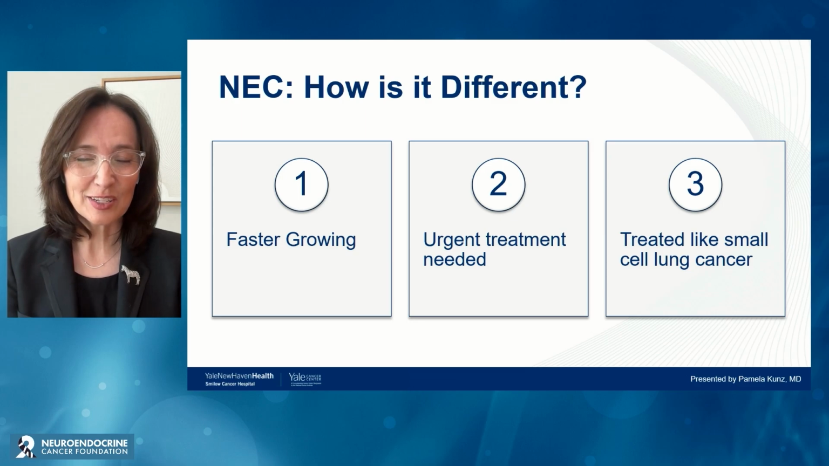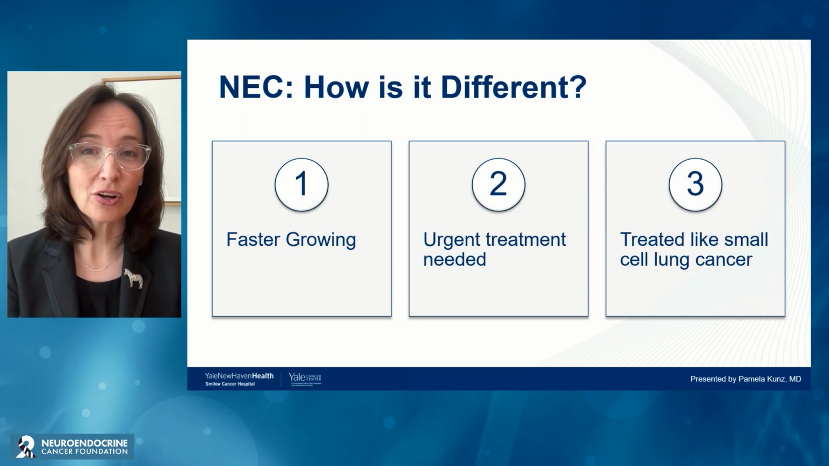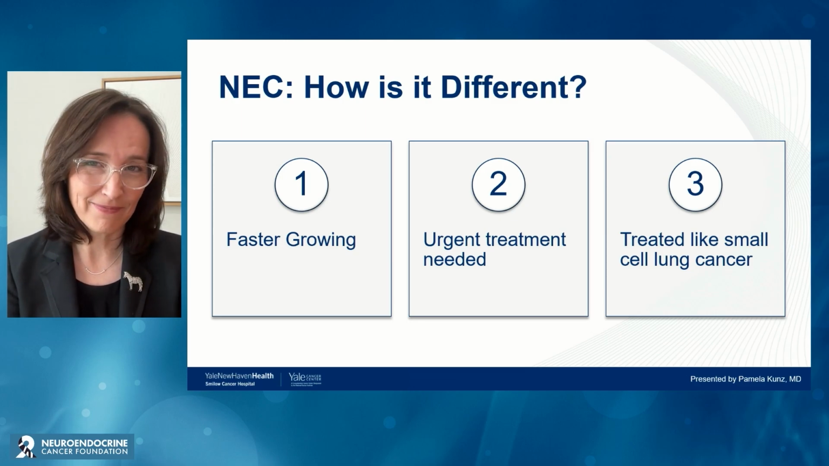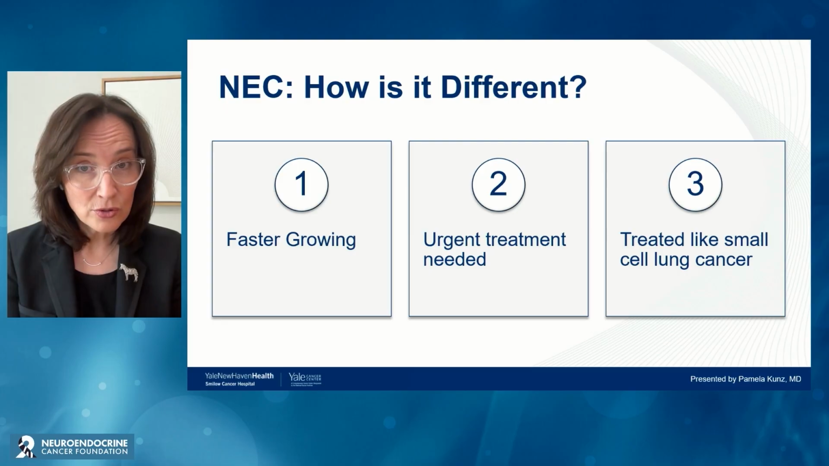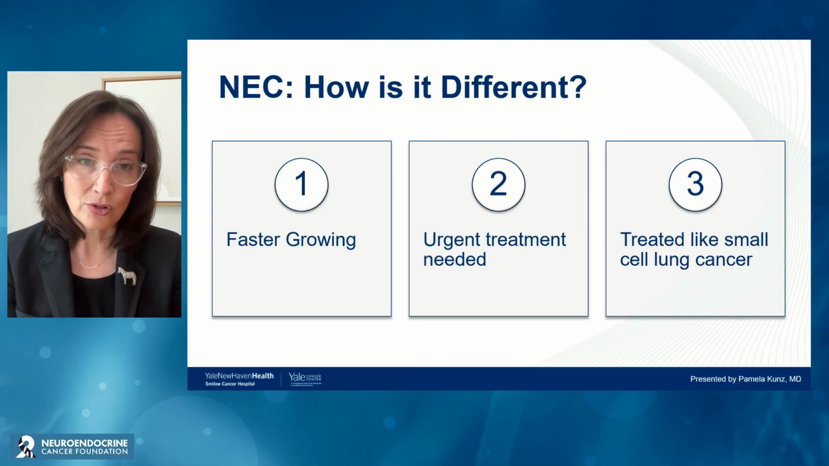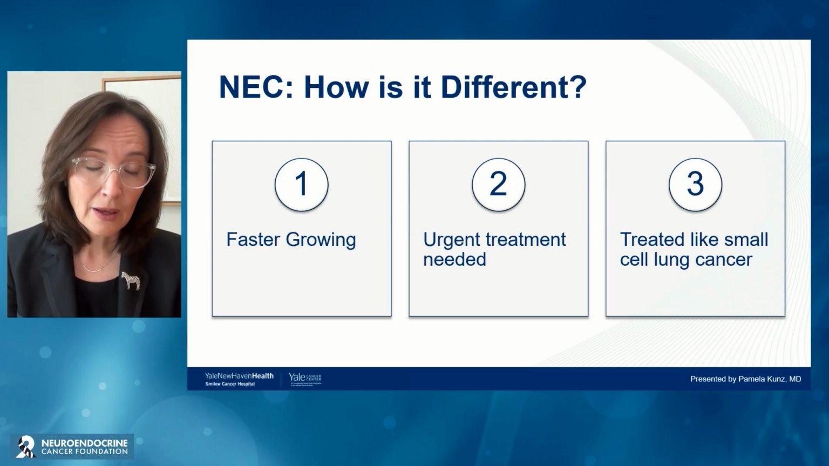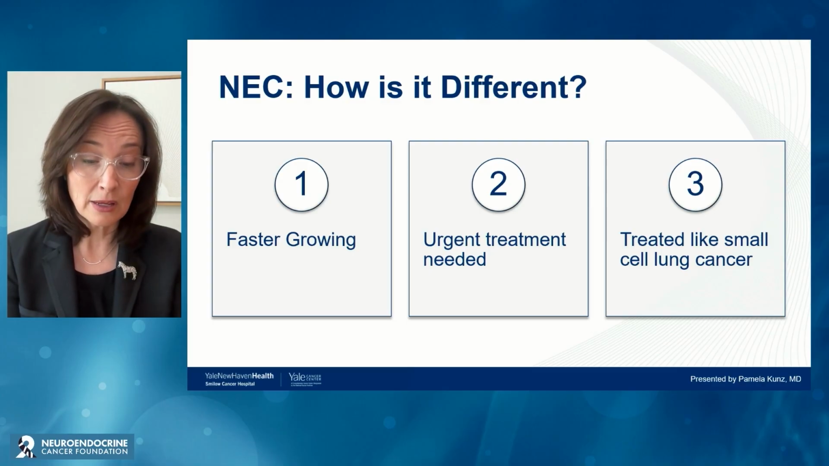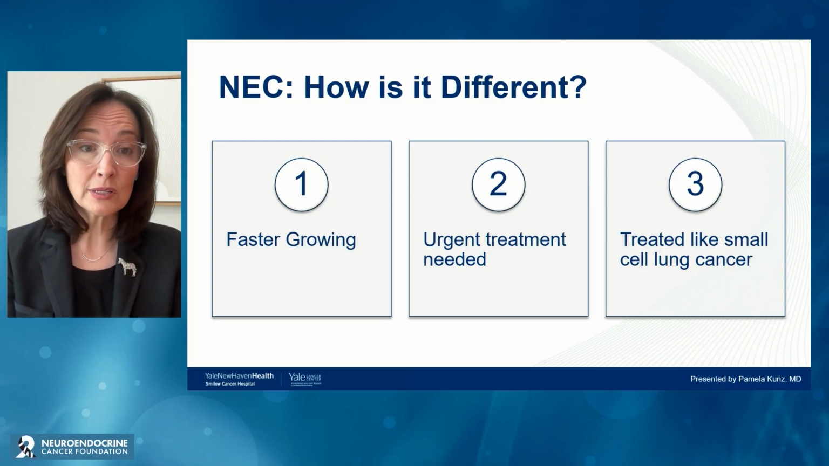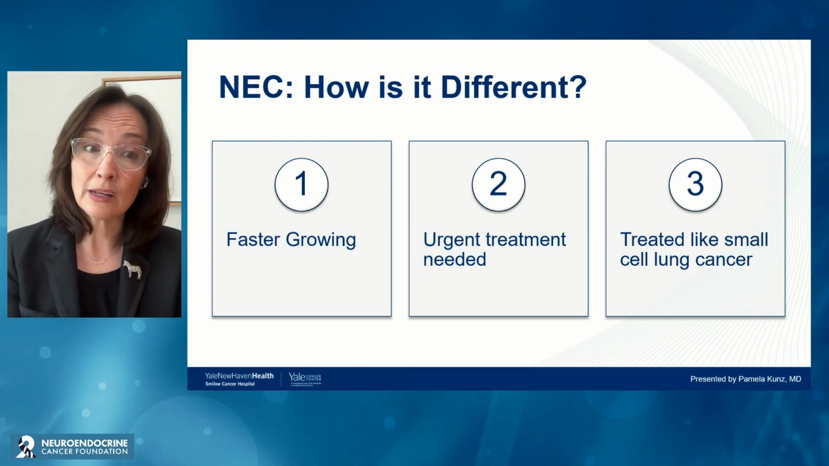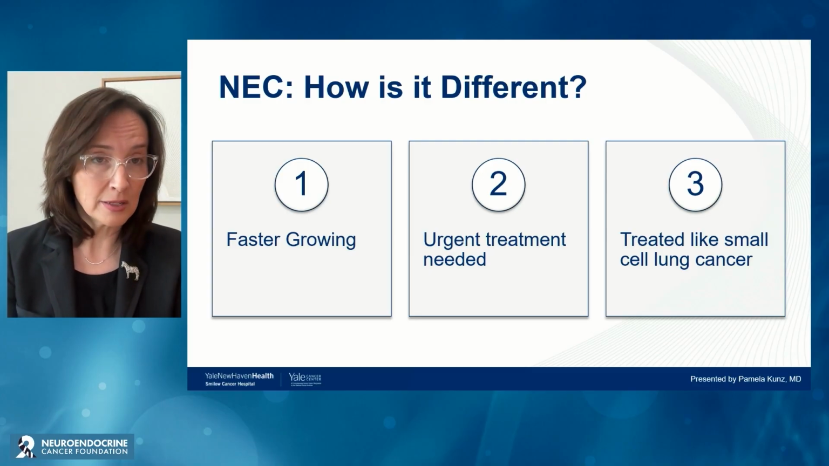This slide talks about NEC or neuroendocrine carcinoma and how it's different. So for neuroendocrine carcinomas, how is that different? Well, they tend to be faster growing. We often need to start treatment more urgently. And the treatment is a lot like small cell lung cancer. And actually, many of the principles are based on how we treat small cell lung cancer. And we often extrapolate.